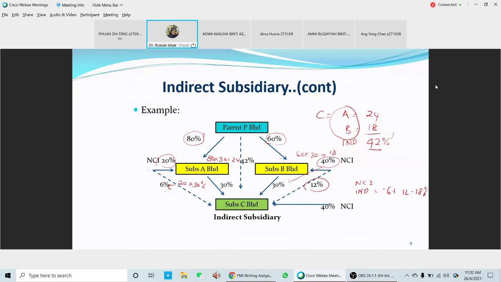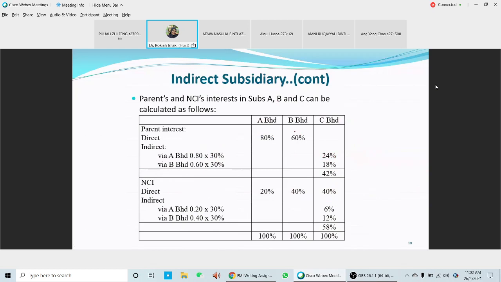Yeah? Okay, so please, if you don't understand this one, ask, because your examples will be based on this direct and indirect calculation. This is the explanation of how we derive that figure. Through A we have 80 times 30. Through B we have 60 times 30. Altogether we have 42. NCI directly has 20 in A, 40 in B, and 40 in C. Then indirectly, through A 6%, through B 12%, altogether NCI has 48%.